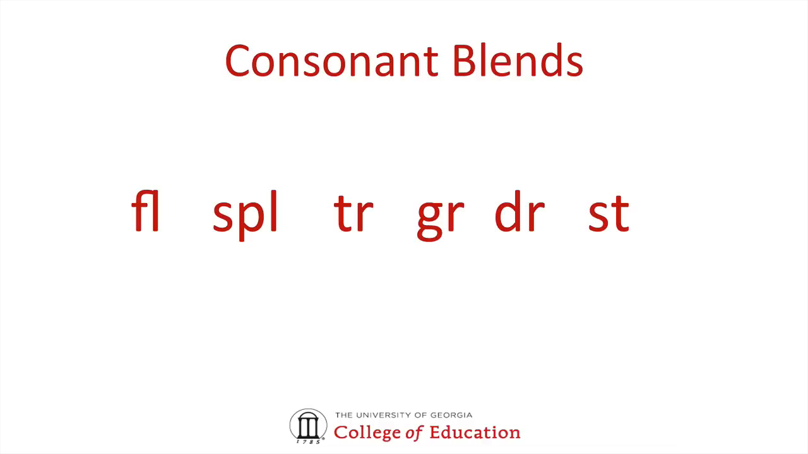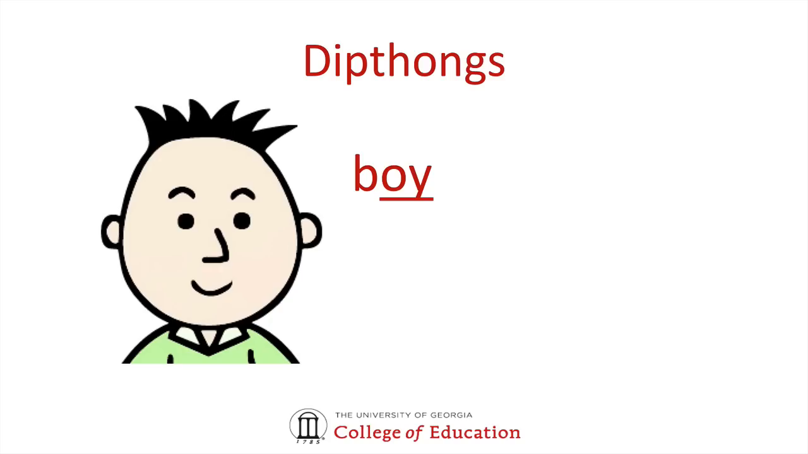Consonant blends, unlike digraphs, retain their individual sounds even though they are produced quickly together. Here are some examples of consonant blends. Listen to hear each sound as I produce them. Blends retain their individual phoneme sounds and are counted as multiple phonemes.